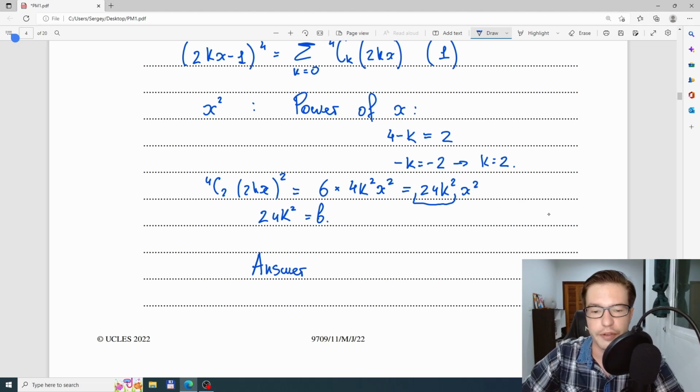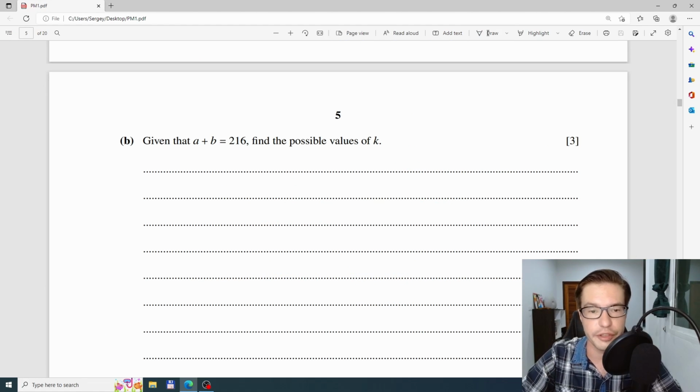So we're ready to give the final answer. A equals 80k to the power 4, and then b equals 24k squared. Let's move on to the next question. That looks like simultaneous equations. A plus b is 216, and we know what a and b are in terms of k from the previous question.